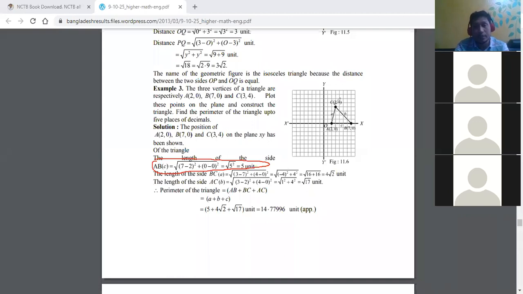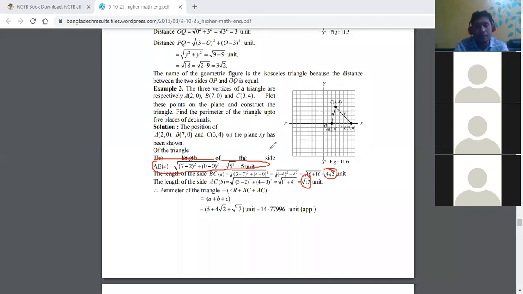So the length of side BC, that is the distance between (7, 0) and (3, 4), we have got 4 root 2 units. You see, and the distance between A and C, that is (2, 0) to (3, 4), the distance is here, root 17 units.